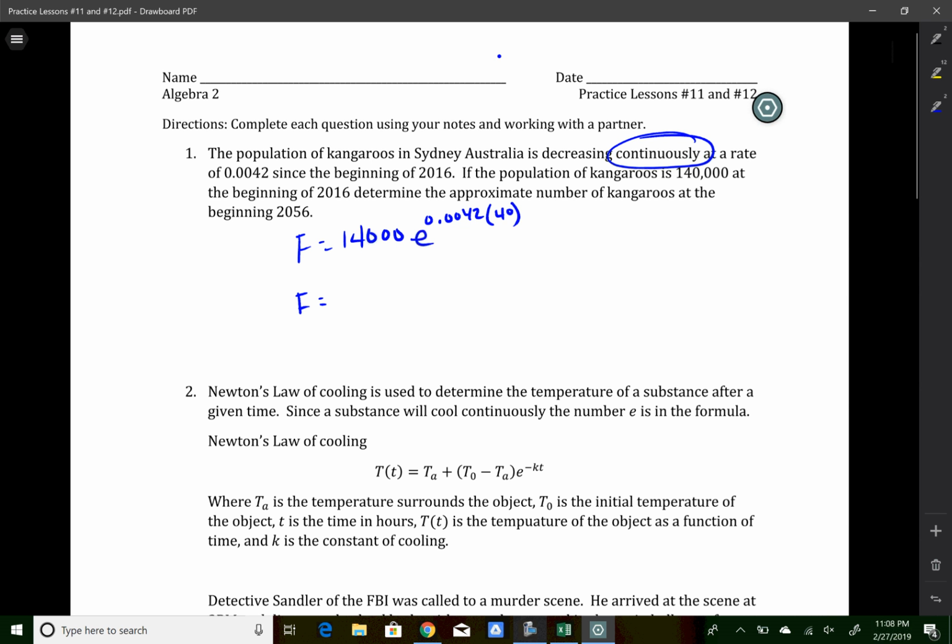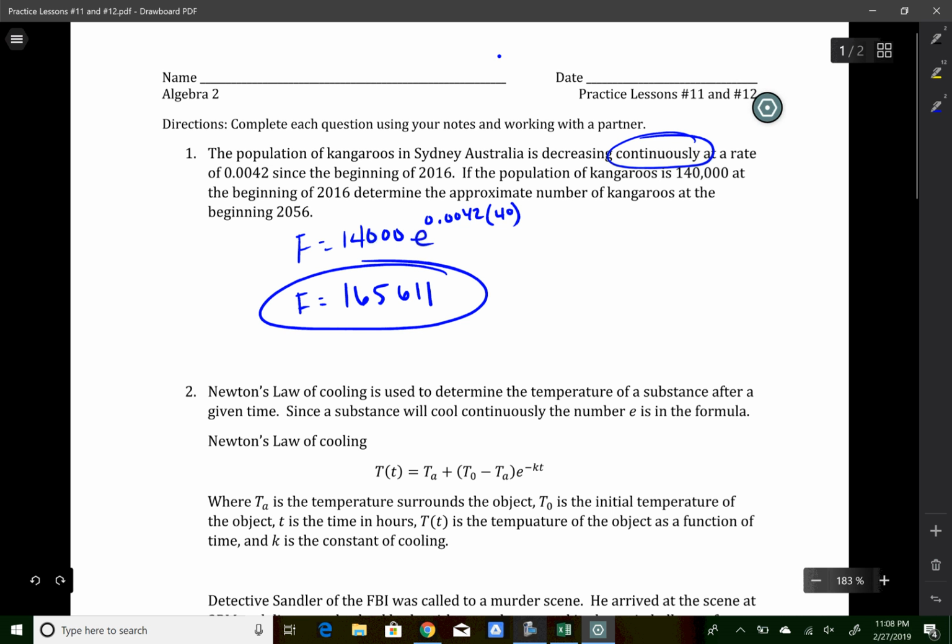So we're just using our calculators here for a second. Remember, e you get by hitting second and then the LN button. And we get 165,611 kangaroos. We don't want decimals here because I can't have 0.1 of a kangaroo. That just doesn't make sense.